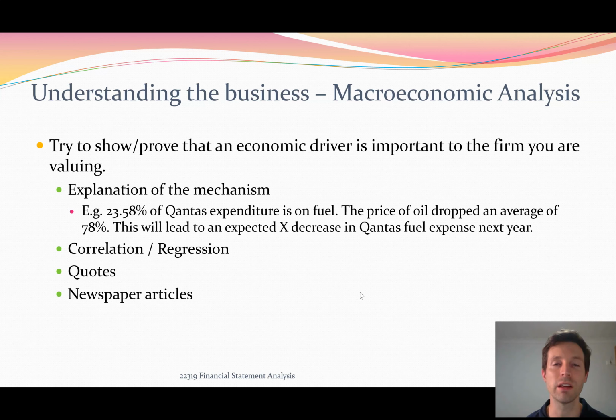You have to explain the mechanism. If you can show it on the financial statements, that's a fantastic way of doing so as well. You can use correlations or regressions to show how a company's growth in prior years may be correlated or linked to other factors such as GDP growth or interest rates, something like that. Prove to me or show to me that there's a direct link between an economic factor and your company's performance. You could also do this using quotes from the CEO or management or industry analysts talking about how changes in the environment may affect that particular business.